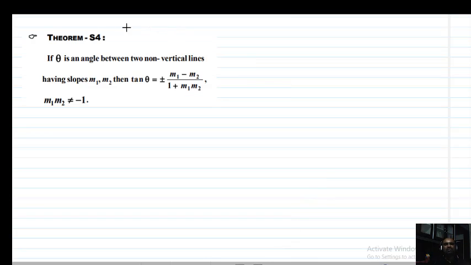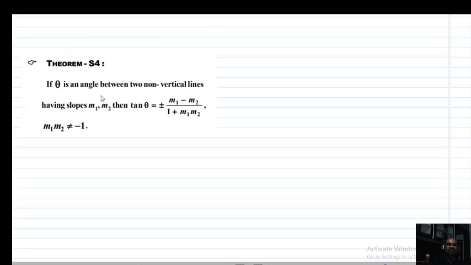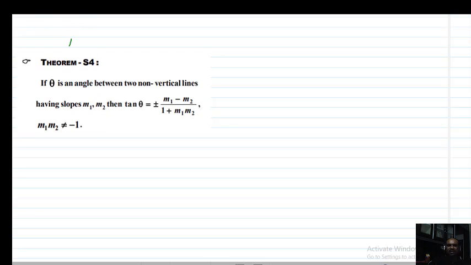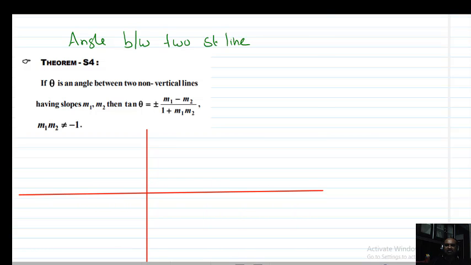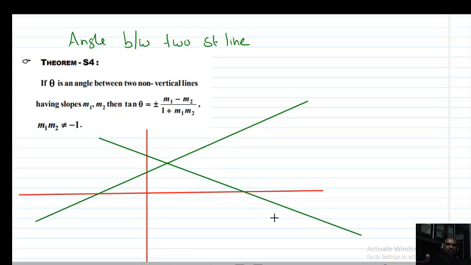Next, angle between two straight lines. Angle between two non-vertical straight lines. The heading is angle between two straight lines. I will show you; a theorem is given, and I will prove that. This is the vertical line, this is the horizontal line. So this is one line, and this is another line. We want to find the angle between these two straight lines.